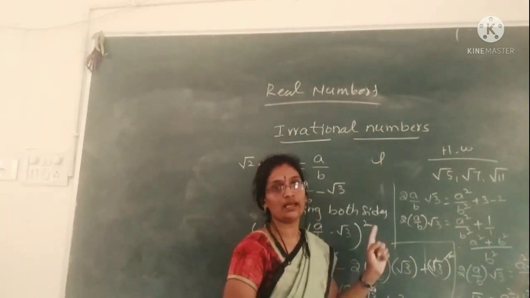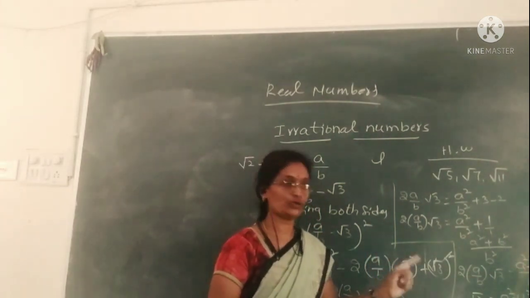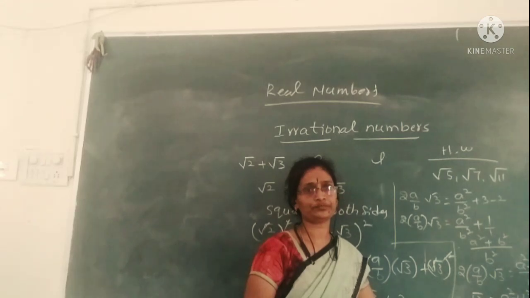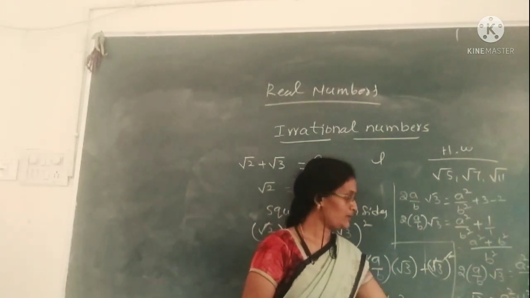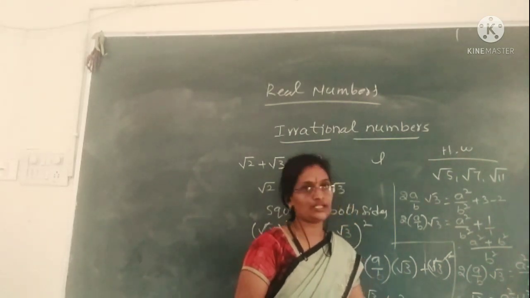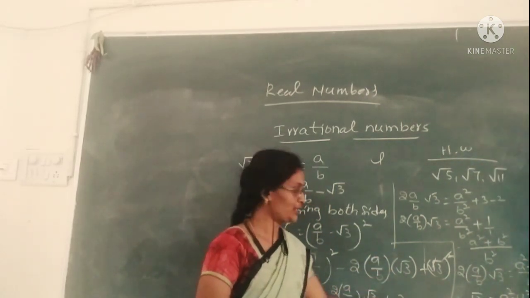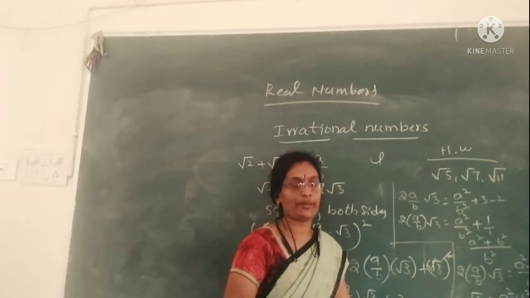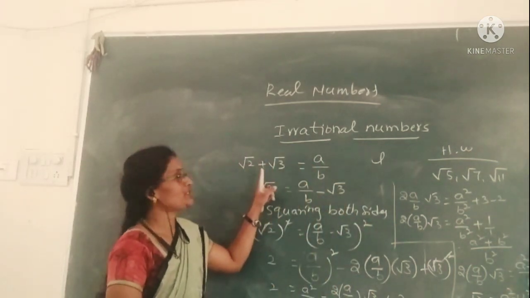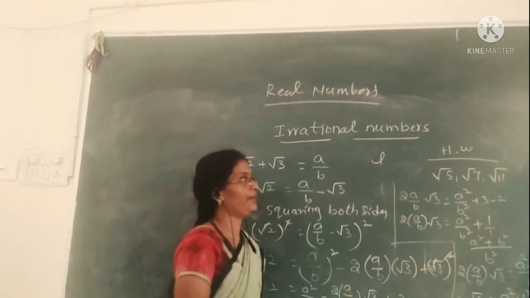A, b are integers, so a square plus b square by 2ab is a rational number. Then root 3 is also a rational number. But this is a contradiction, since root 3 is an irrational number. So root 2 plus root 3 is an irrational number.